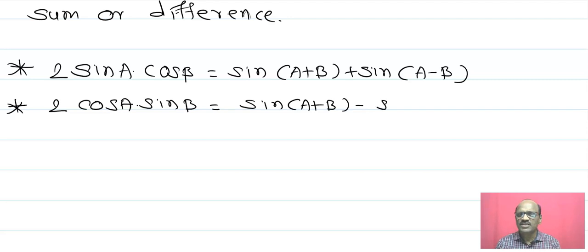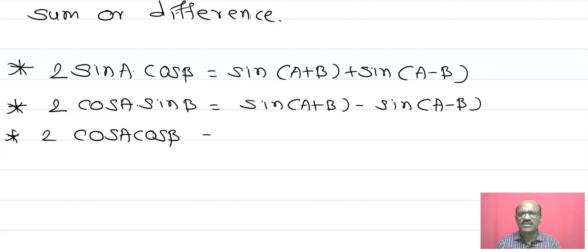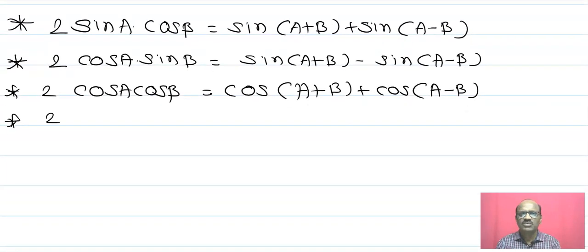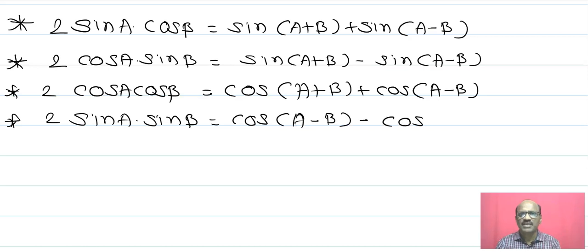2 times cos A into sin B is equal to sin of (A plus B) minus sin of (A minus B). 2 times cos A into cos B is equal to cos of (A plus B) plus cos of (A minus B). And the last is 2 times sin A into sin B is equal to cos of (A minus B) minus cos of (A plus B). These are the formulas that you have to remember.